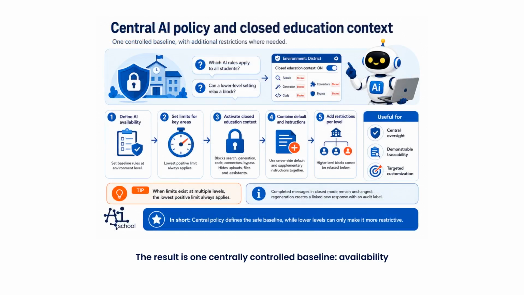The result is one centrally controlled baseline. Availability and limits are defined at environment level. The closed education context blocks the specified capabilities, and lower levels can add restrictions without relaxing higher-level blocks. Server-side instructions and audit labels on regenerated responses combine central oversight, demonstrable traceability, and targeted customization for educational practice.